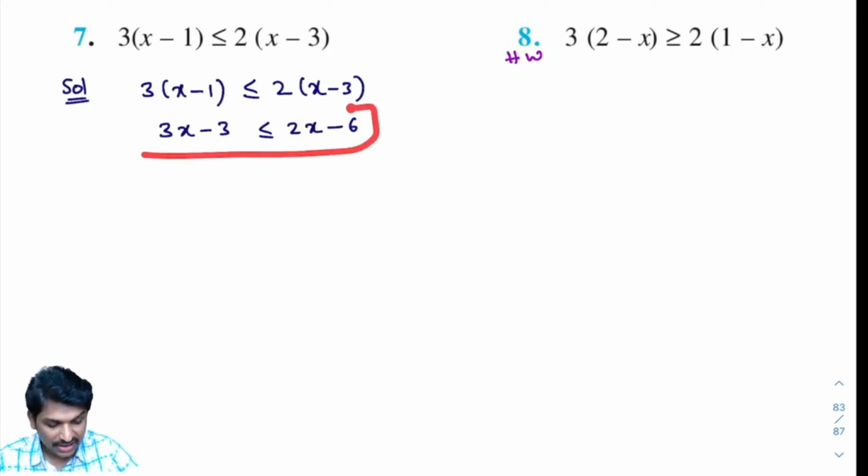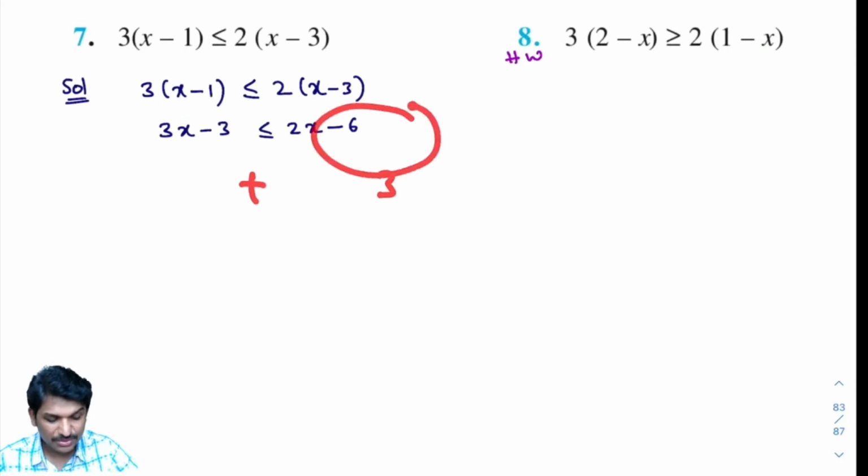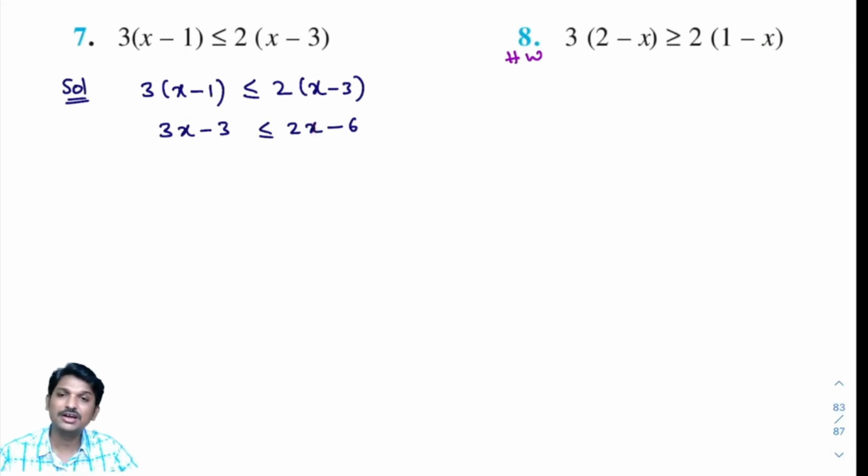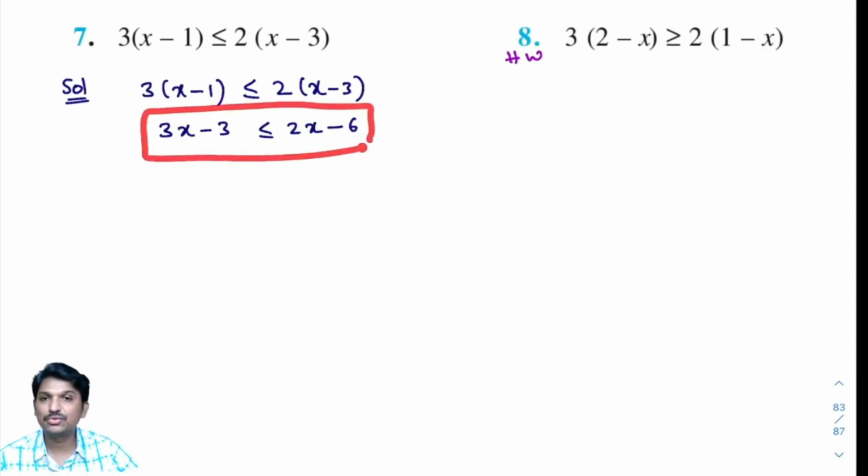Now further, how to do this problem? Actually, to get x values, first we'll add 3 on both sides. Afterwards, some number you will get. That number we'll subtract on both sides. We'll try to get x values. That's what I explained in the beginning. No need of doing all those things. In exam also, no need of doing all those things. Very simple. Here, you write all x terms at one side. You write all constants on the other side.